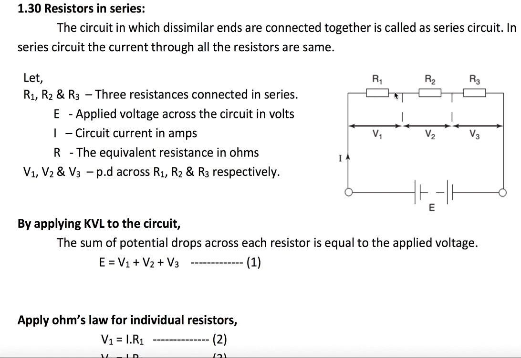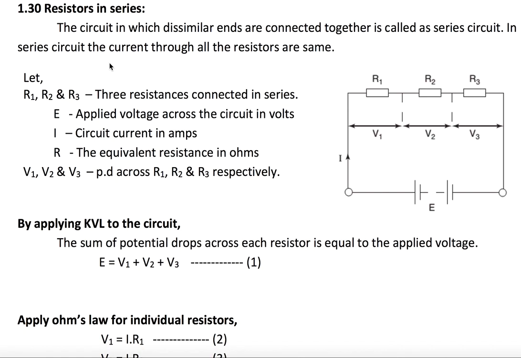If you number like that, let me label it as A and B rather than 1 and 2. So B is connected to A here, and B is connected to A here. That means dissimilar ends are connected, right? When dissimilar ends are connected together, this circuit is called a series circuit.